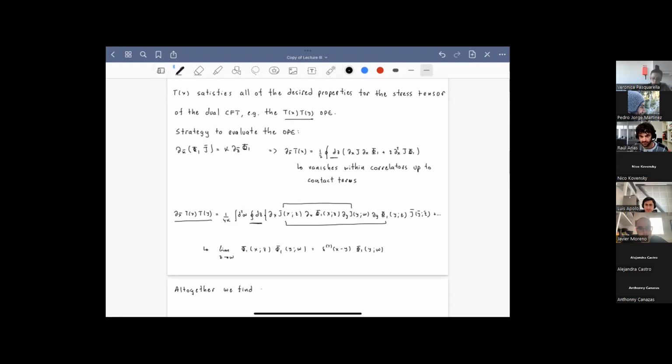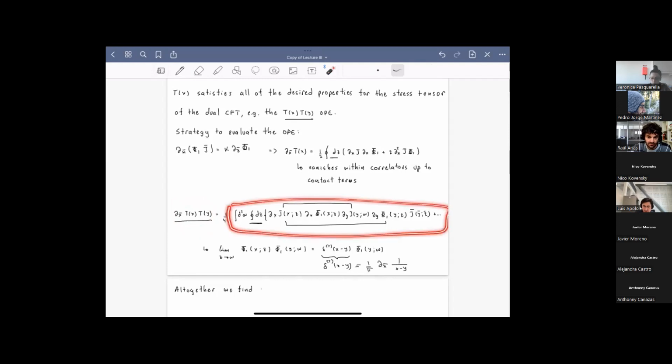And the important thing to note about this expression is that we can turn this delta function into a derivative with respect to x bar of 1 over x minus y. So at the end of the day, the left-hand side here is going to contain a derivative with respect to x bar, and the right-hand side here is also going to contain a derivative with respect to x bar. So you can extract the TT OPE from this expression up to some regular terms that are ignored when you write down the OPEs.